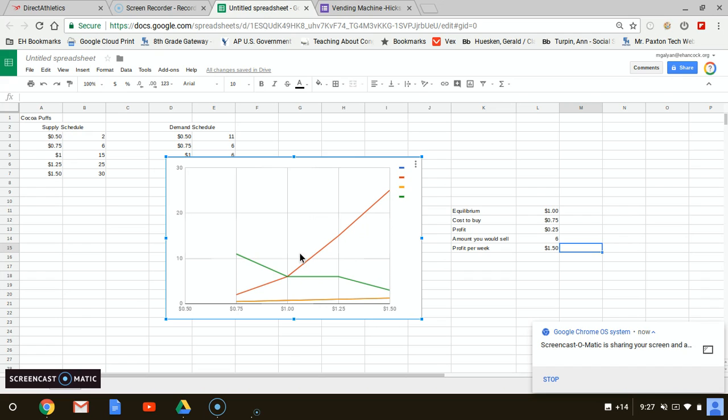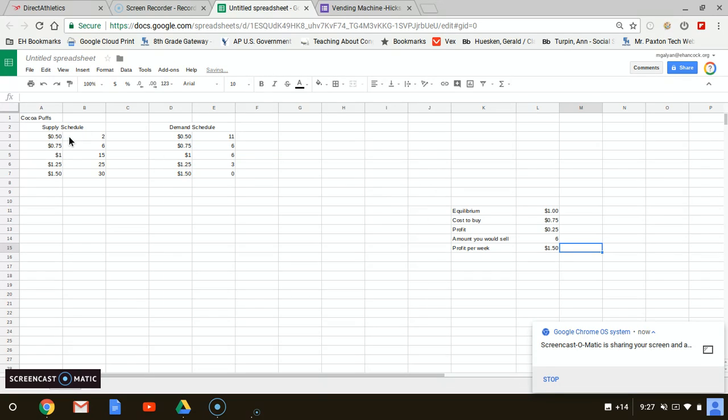This right here, and we'll actually delete this chart now that we're done using it. This right here, the supply schedule, the demand schedule, and this data right here are the 3 things that you need to have on your PowerPoint for each product.